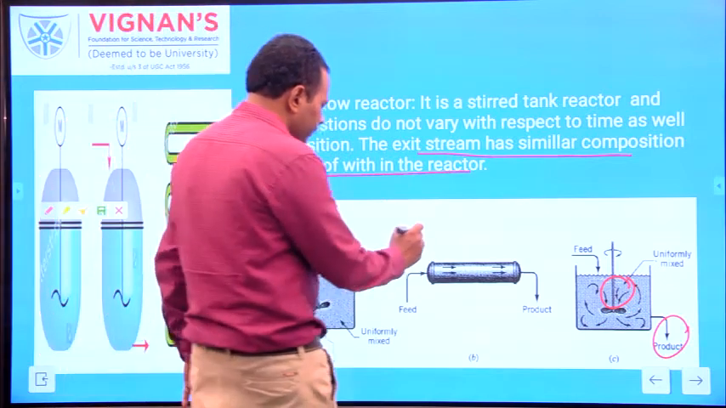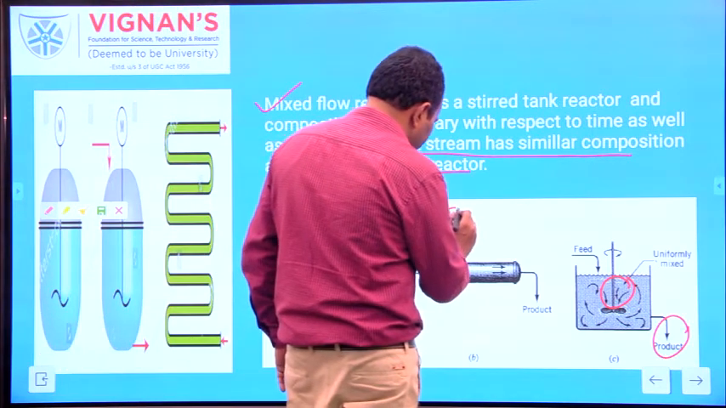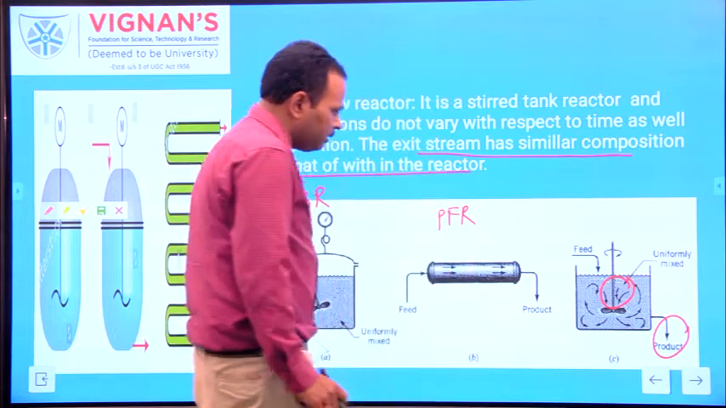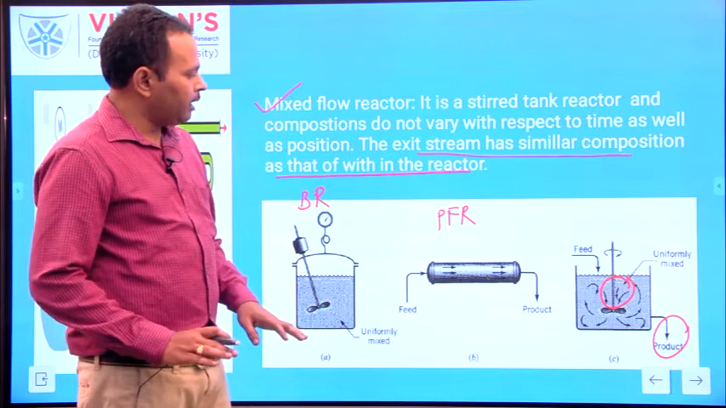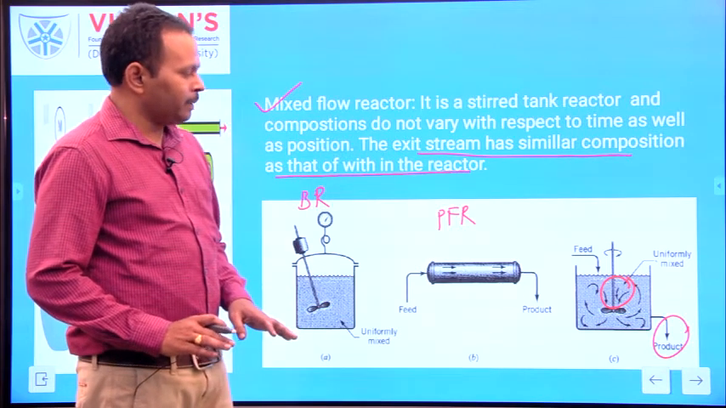And the second one is the PFR. The PFR is the plug flow reactor. This is the tubular reactor. The concentration varies with respect to the length of the reactor, but at any particular length the concentrations do not vary with respect to the time.